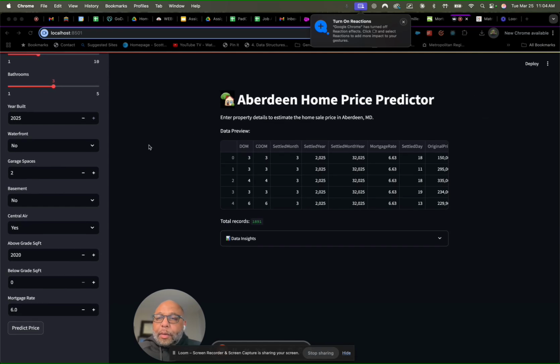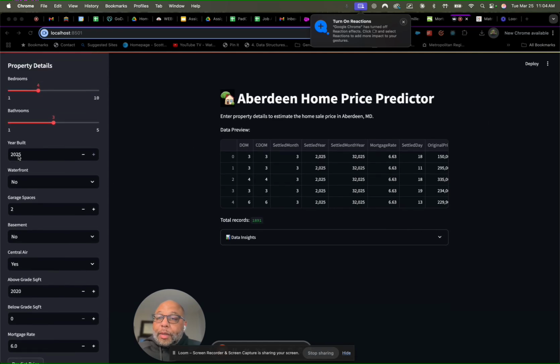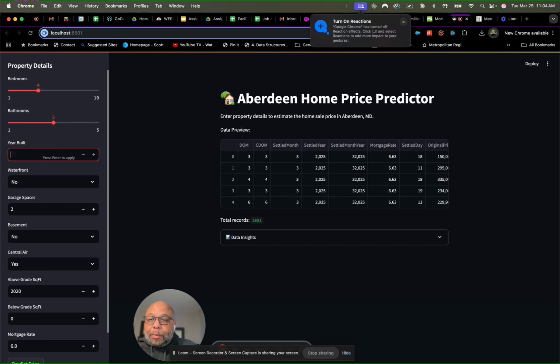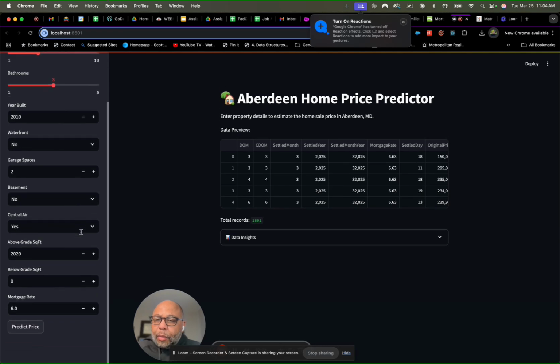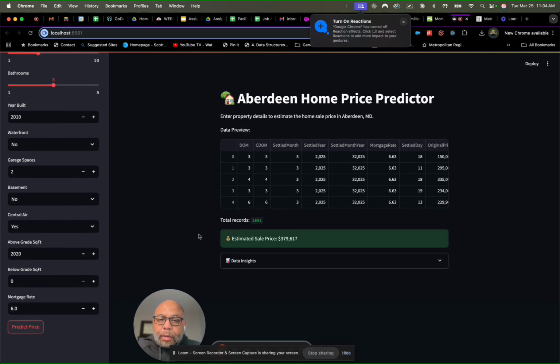So, and the 4 bedrooms, well, actually, the year built was the factor. You know that? That is what did it. Because it's not really a brand new home. It's a renovated, it's a rebuilt, but it's not a brand new home. So let's try 2010, which is when that home was actually built. And see that, 379,617.